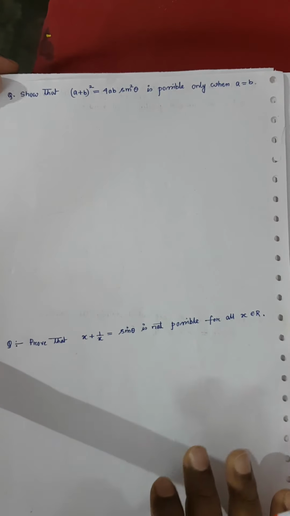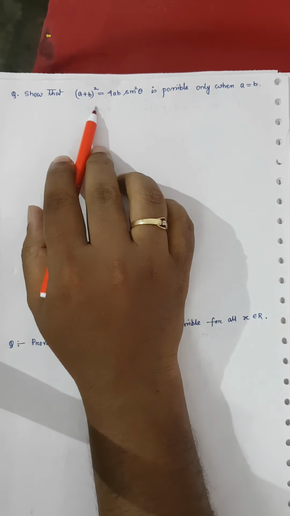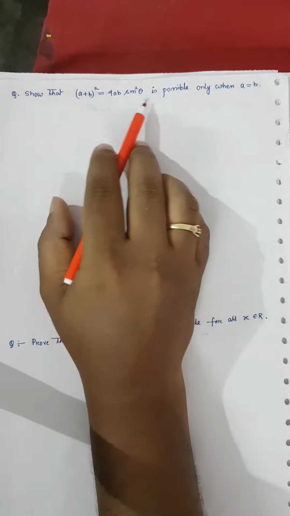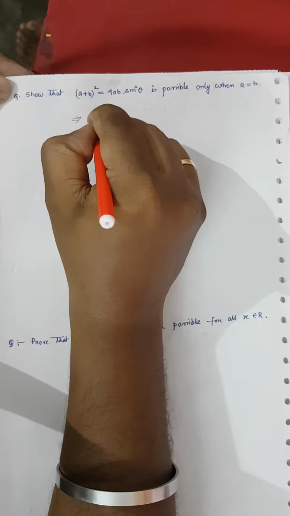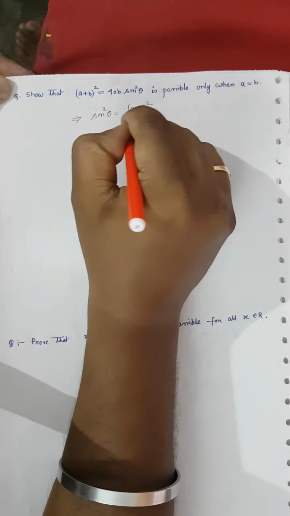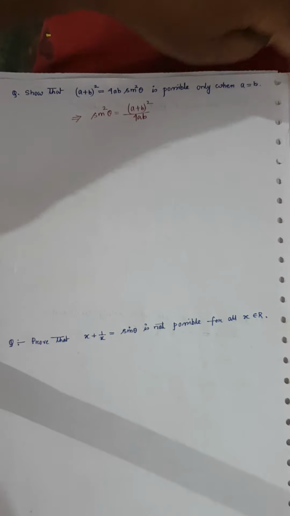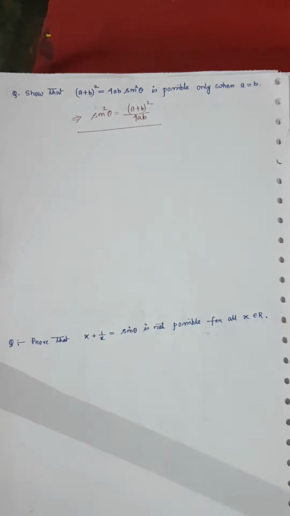And now it is the second question. Show that a plus b whole square is equal to 4ab sine square theta is possible only when a is equal to b. That is, from here you can say that sine square theta is equal to a plus b whole square by 4ab. So we can say that the value of sine square theta is equal to a plus b whole square by 4ab if and only if a is equal to b. You need to prove this.